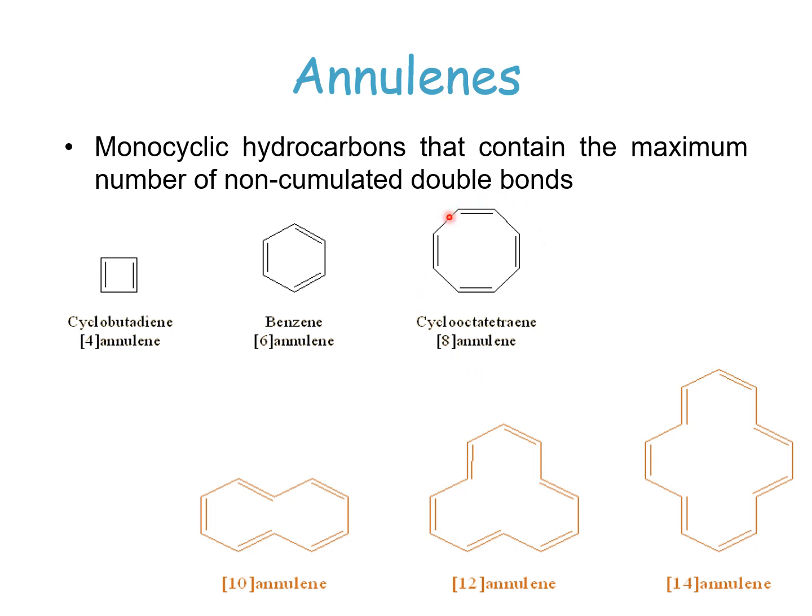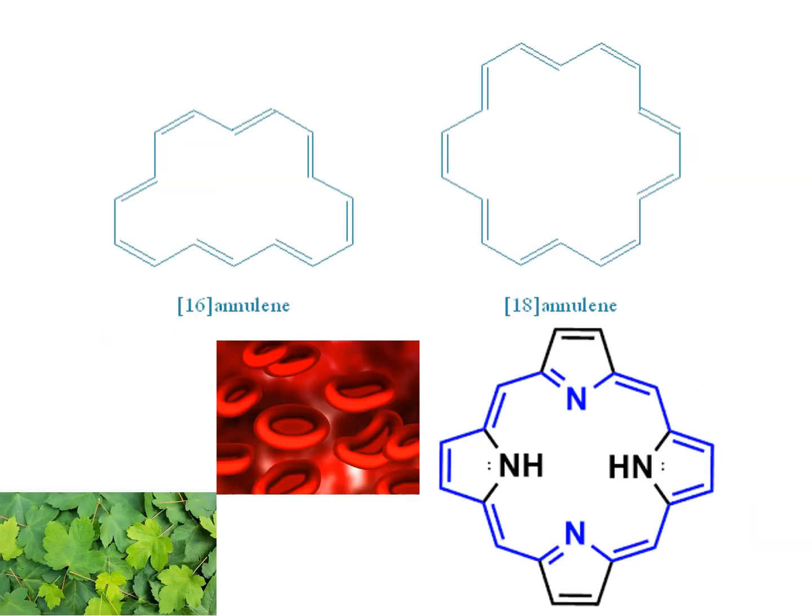Similarly, cyclooctatetraene is not aromatic. Similarly, 12-annulene is not aromatic. 16-annulene and 18-annulene. We have the example of porphyrin. Porphyrin is present in the blood, in the hemoglobin complexed with iron, giving it red color. It is also found in the chlorophylls as complexed with magnesium, giving it green color.